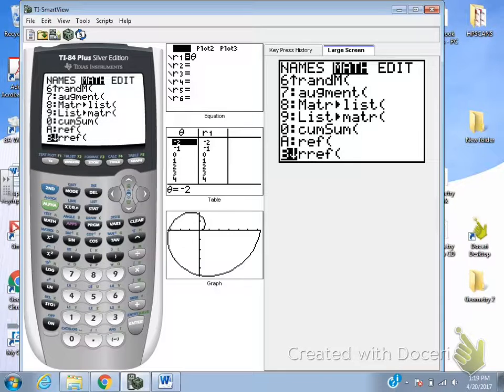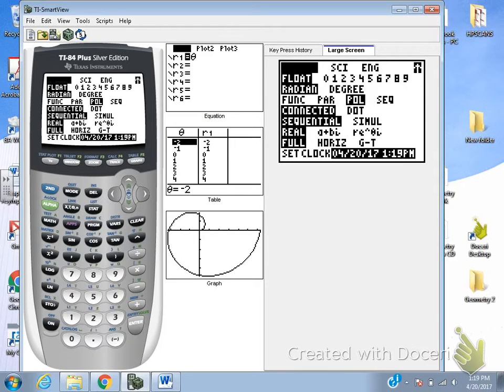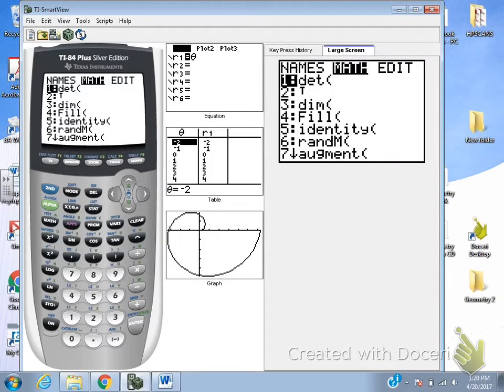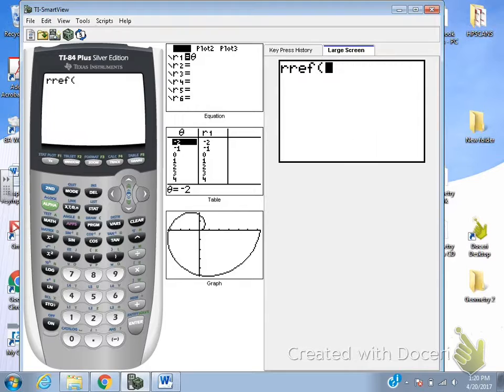That's called reduced row echelon form. That is the form we want. So mine is B, so I'm going to hit enter. And I don't think mine was cleared. This is where you want to hit second quit. I forgot to hit second quit, because we want to be on the main screen when we do this. And then we go to our matrix. Scroll all the way down to RREF. Hit enter, and that's how it should look.